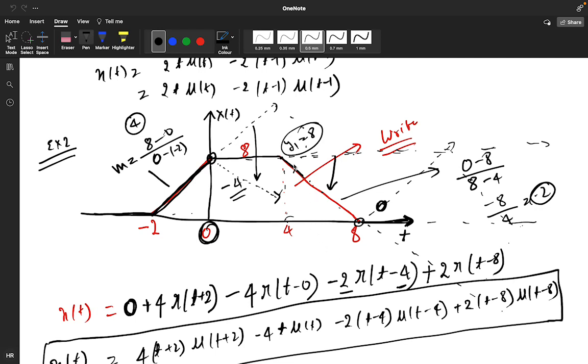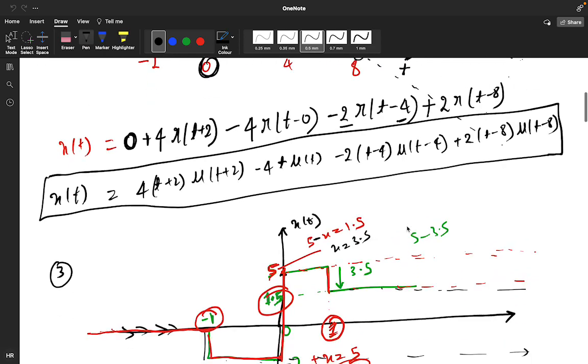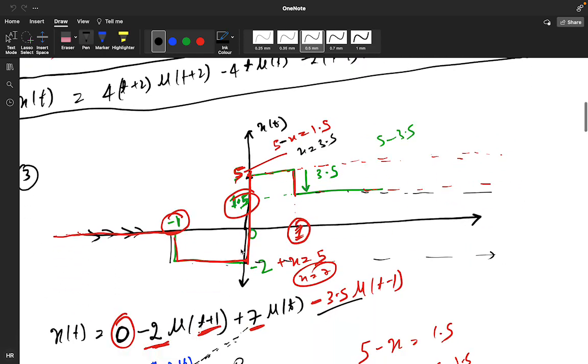Find the slope using y2 minus y1 divided by x2 minus x1, and you will get minus 2r(t minus 4). Again this slope is moving like this, but the effect is moving in the zero direction, so you add the positive slope to the negative slope, and both give a balanced result on the zero axis. The same way I solved this step function.